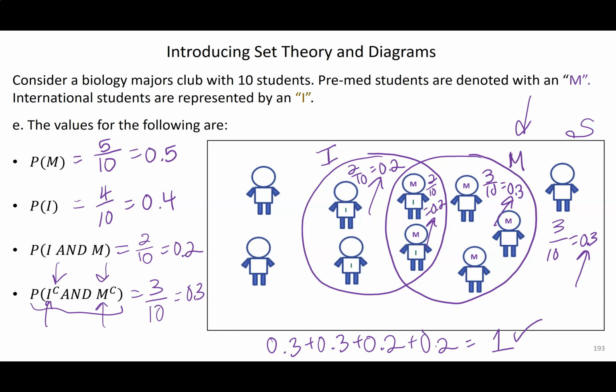Also, things to note, if I just look at international students, I basically add this wedge and this wedge together, so 0.2 plus 0.2, that's how I get 0.4. If I look at just pre-med, I combine those wedges, so the 2/10 plus 3/10, that's 5/10, 0.5. That's where I get that.